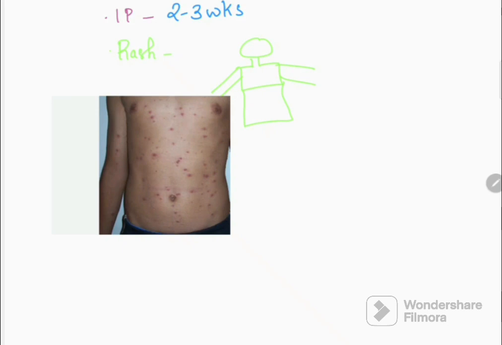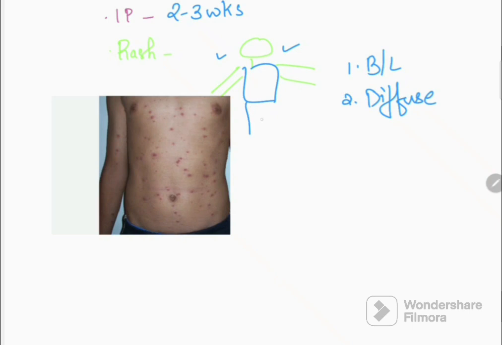Now, how does the rash appear? First thing, it is bilateral, so it affects both the right and left side of the patient. Second thing, remember that it is very diffuse. When I say diffuse, I mean that it is not localized to one area. It occurs all over the body if it starts occurring. The third one, very important, it has centripetal distribution. So what do you mean by centripetal, guys?